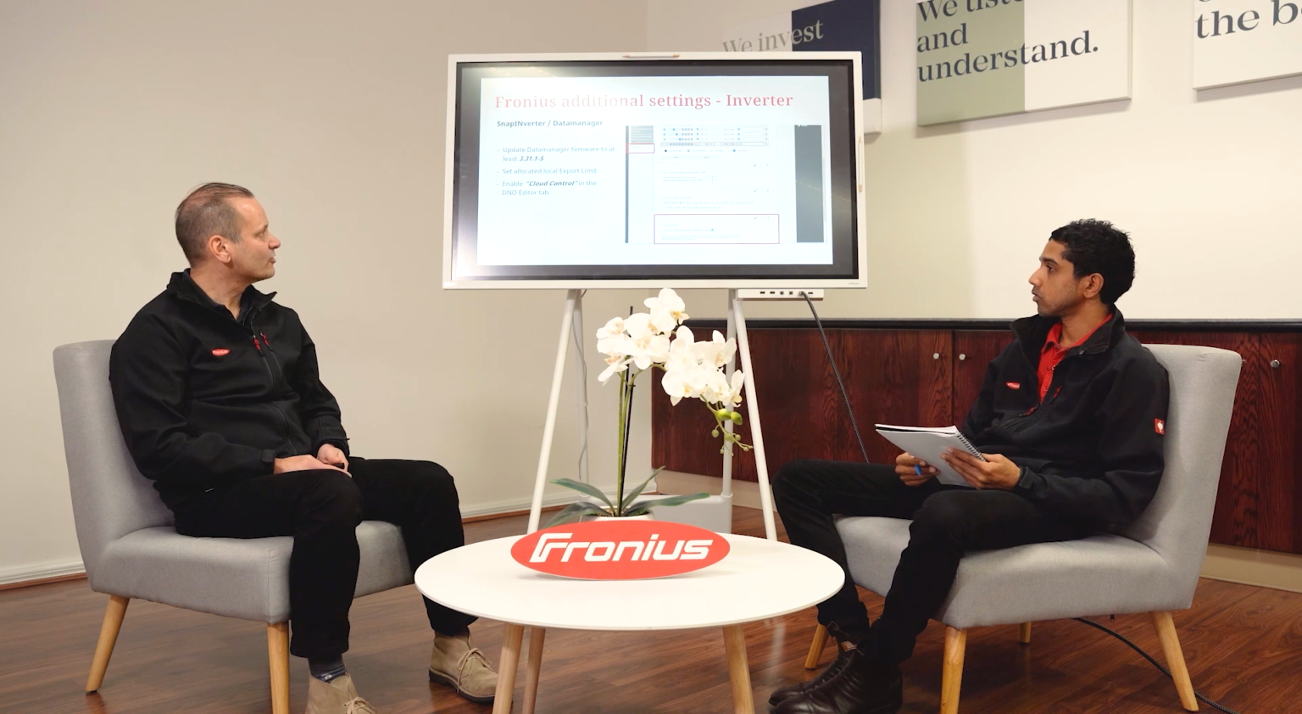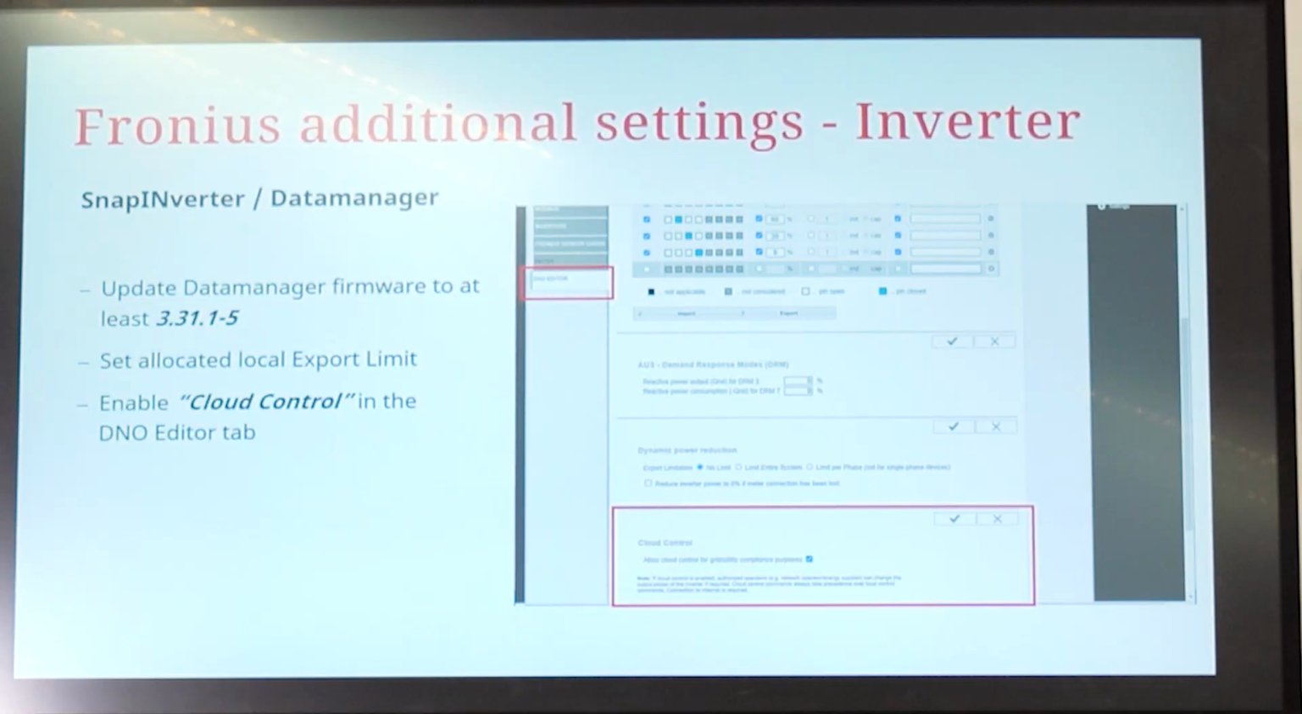Okay, in terms of additional settings, what does that look like from a rough overview from a Fronius perspective? We've obviously got the SnapInverters and the Gen 24s or Tauros out there. The web interface looks different, so the actual settings are slightly different. Updating the firmware on the Data Manager is very important. At least 3.31 will need to be on there, that's the current one at the moment.